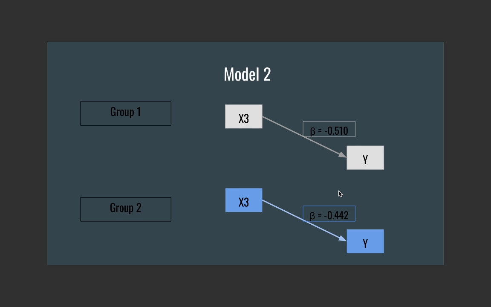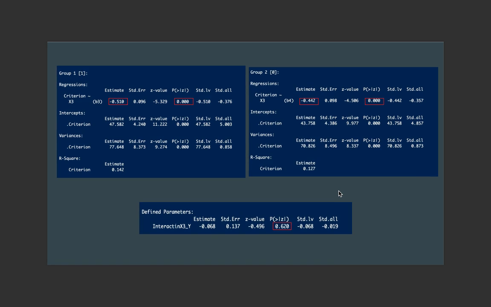So here is just the diagram to show that and the standardized betas. And looking at the R output, as you can see, there's a significant effect for each group of x1 in the relationship between x3 and y, our criterion, with the p-value less than 0.05 for both groups. And looking at the interaction, it is not significant at the 0.05 level. This indicates that the relationship between x3 and y does not differ across groups of x1.